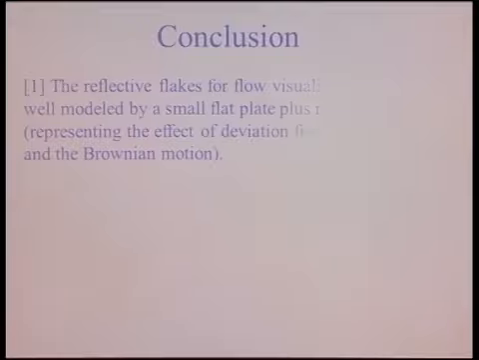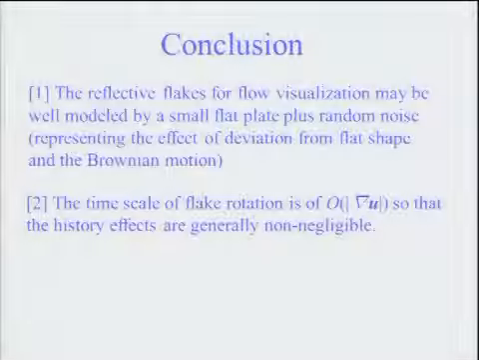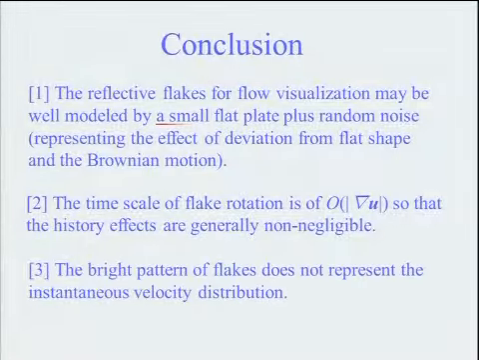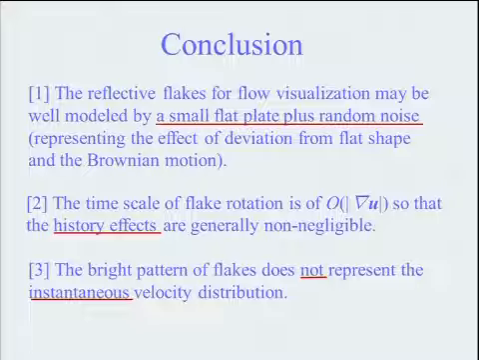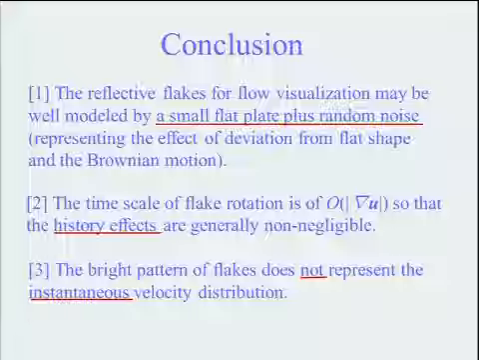The conclusion: now we have three conclusions. First, flakes can be modeled by a small flat plate plus random noise. Second, the history effect is non-negligible because the time scale is like this. And the bright pattern does not represent the instantaneous velocity field. So now I think I understand a little bit about flow visualization. Thank you.